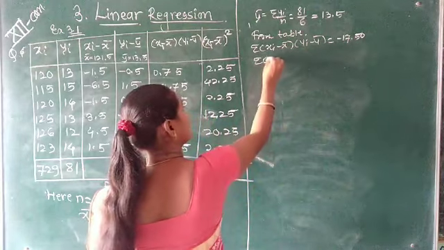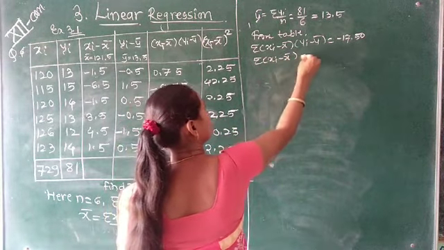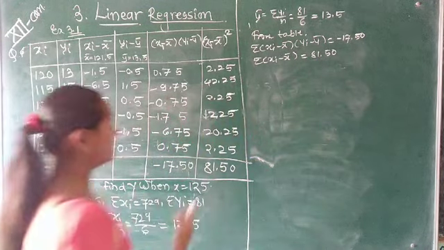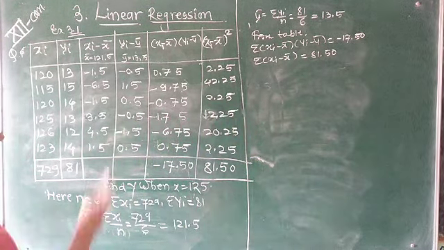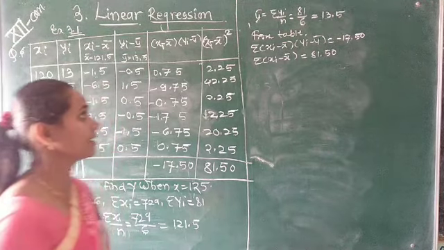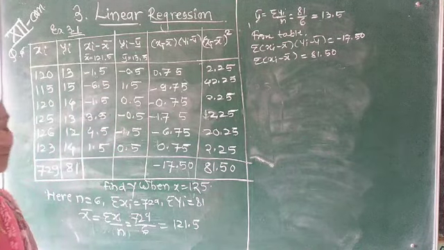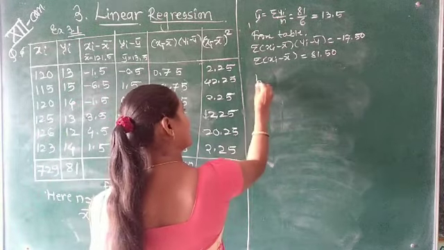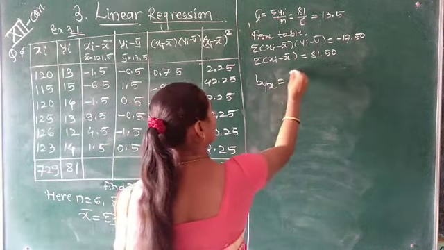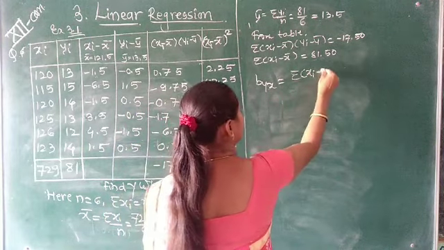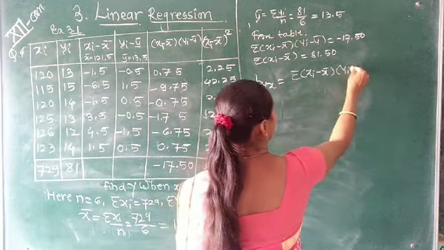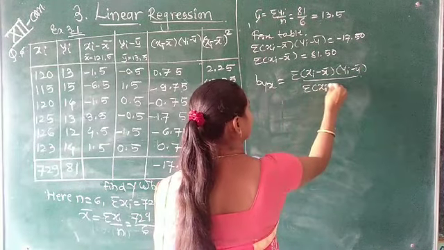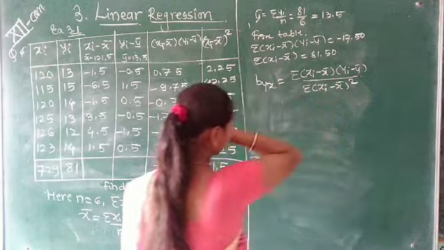Next one, summation xi minus x bar, which is 81.50. Now we will get the values of x bar, y bar, and the summation xi minus x bar and yi minus y bar. So first we have to find the regression equation of y on x. So first of all we have to find byx, that is summation xi minus x bar into yi minus y bar divided by summation xi minus x bar square.